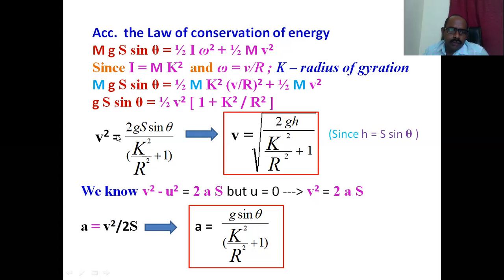So similarly, from the above equation, v square by 2s is equal to g sin theta by (k square by r square plus 1). Okay, that one. Now we see the expressions for velocity of different rolling bodies. These are the equations derived for velocity and acceleration of a rolling body on an inclined plane which is making angle theta with the horizontal. So these are the equations.